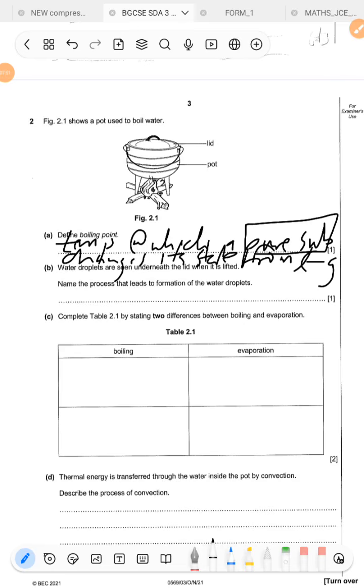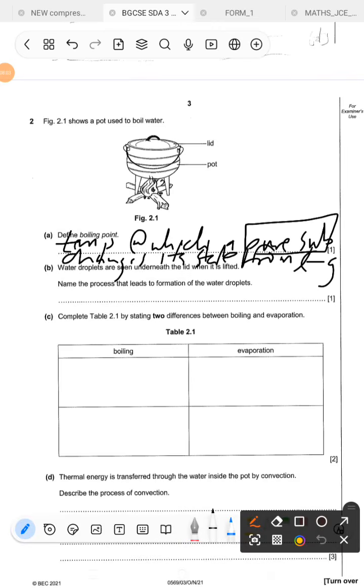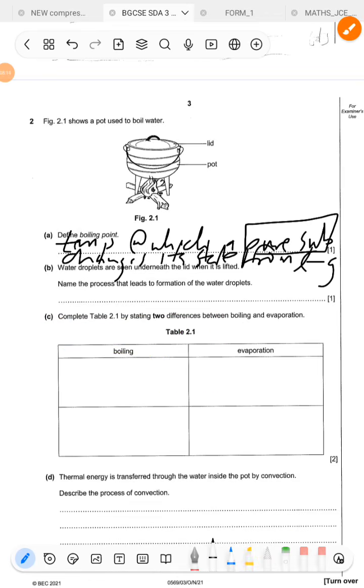B says, water droplets are seen underneath the lid when it is lifted. Name the process that leads to the formation of water droplets. So how do you form water droplets? To form water droplets, first you start off with steam. Steam is a gas, and then you change to water droplet. Water droplet is liquid. So this process here is simply condensation. Okay, all right, and then we continue.